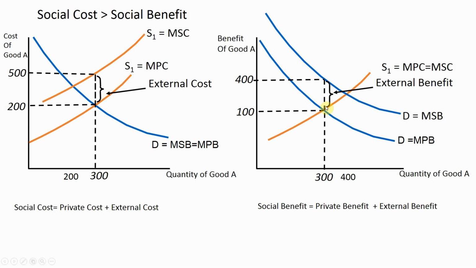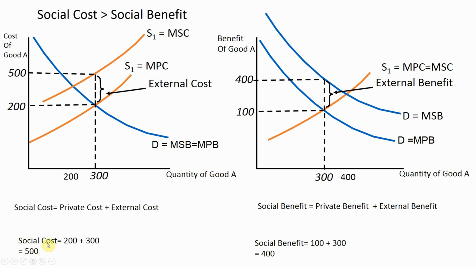Okay, here, we're going to talk about the external benefit, which is the difference. At 300 units, the private benefit is 100, and the social benefit is 400. So the total external benefit is 300. So now we want to see if this condition holds. Social costs are greater than social benefit. Okay, so we do the calculations, and that is here.